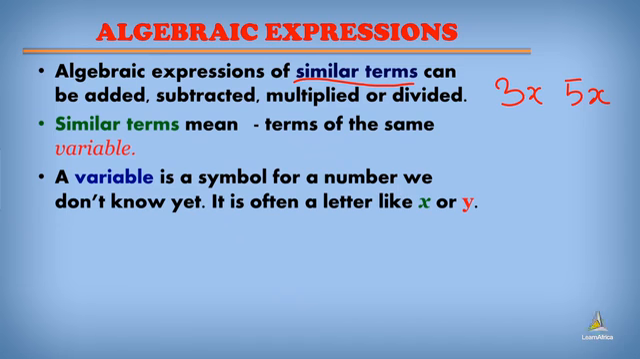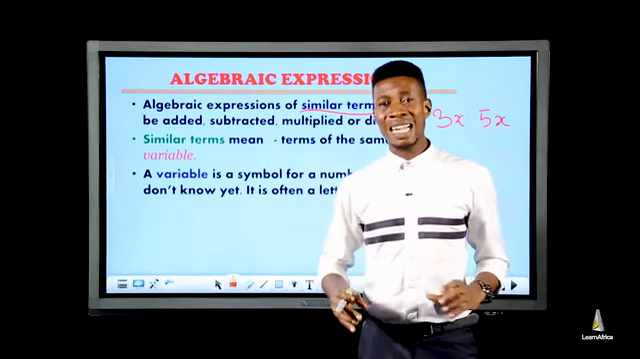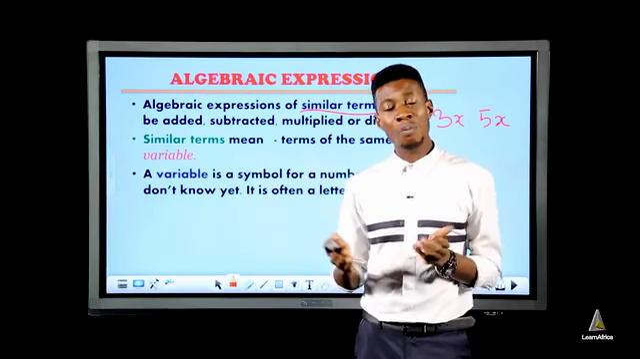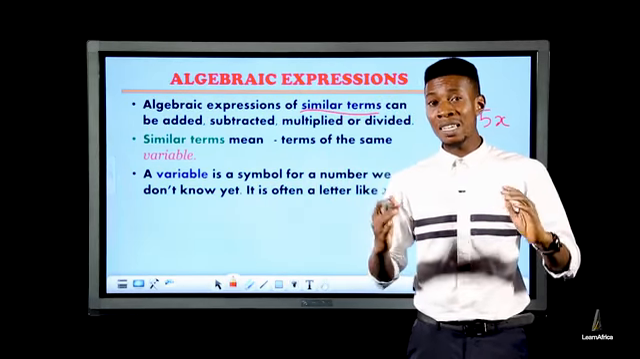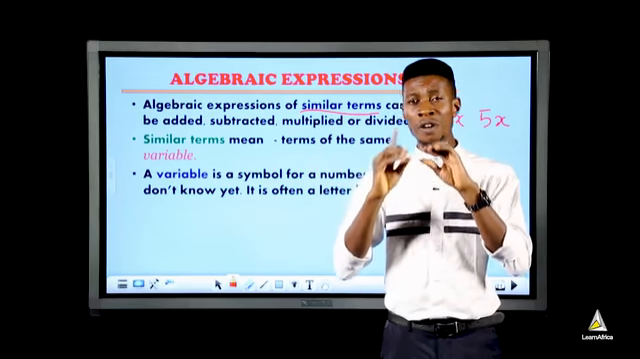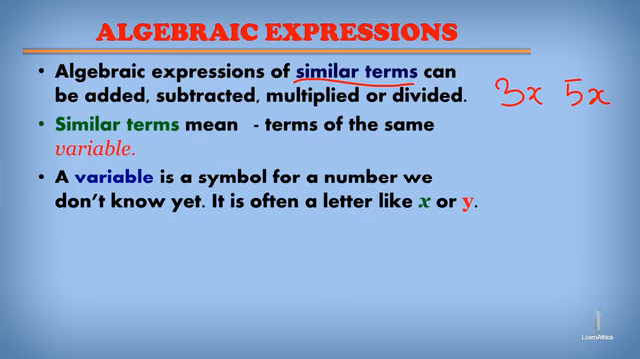When we talk about similar terms, we also mean terms that are in the same variable. Being in the same variable, just like I mentioned earlier, has to do with having similar letters. We refer to the alphabet as the variable. And what do we mean by variable? A variable is a symbol for a number we do not know yet. It is often a letter like X or Y. So X or Y can stand as a variable. It could be any other letter of the alphabet.